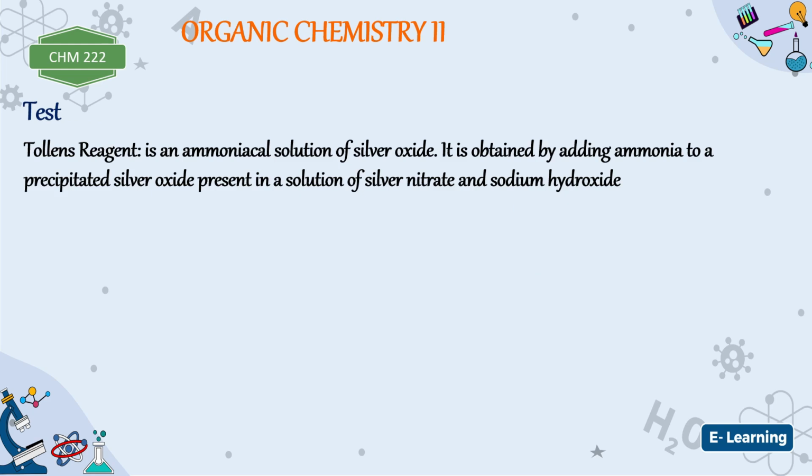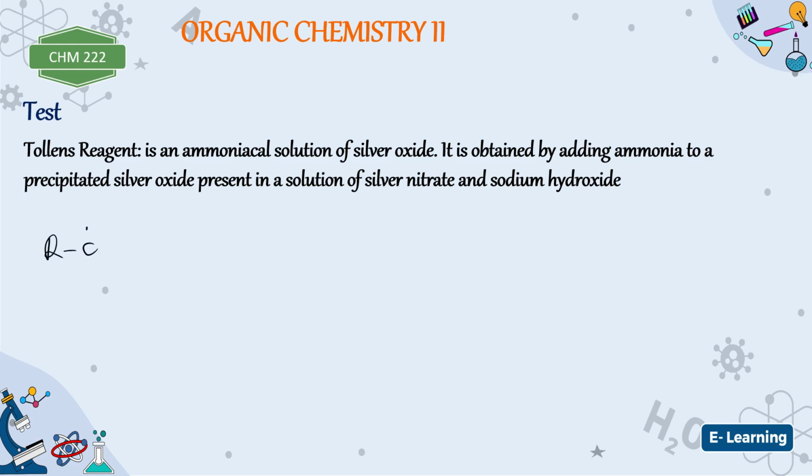How do you test for aldehyde and ketone? The first test we are going to look at is the Tollens' reagent. Now, Tollens' reagent is an ammoniacal solution of silver oxide. It's something that you just memorize. It is obtained by adding ammonia to a precipitated silver oxide present in a solution of silver nitrate and silver hydroxide.